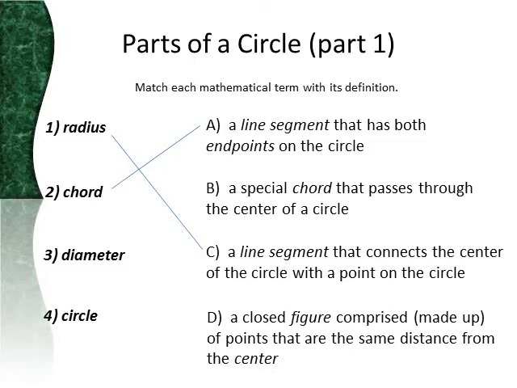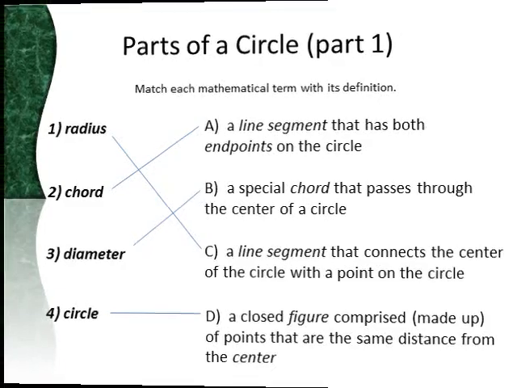Number 3. A diameter is either B or D. These are becoming more difficult, eh? Yes, B. A special chord that passes through the center of a circle. And number 4. I bet you will never guess this one. A circle is, of course, a closed figure made up of points that are the same distance from the center. Very good.